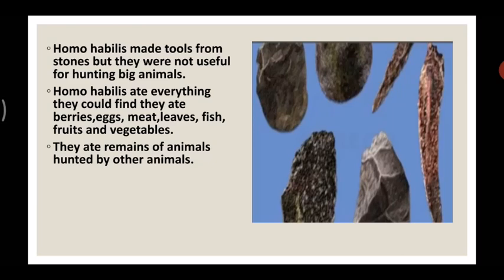They hunted smaller animals, these Homo habilis, okay? Homo habilis hunted smaller animals and gathered eggs, wild fruits, berries, and vegetables to eat. So, all these things the Homo habilis used to eat.